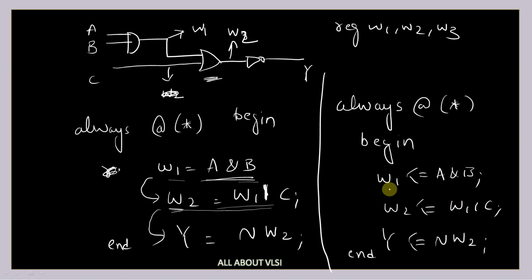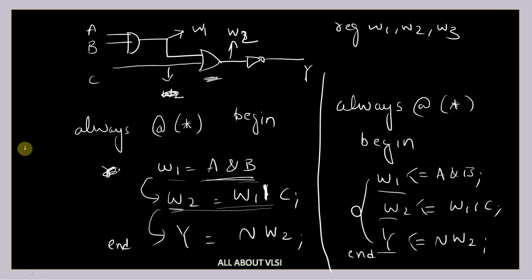But on the right-hand side, all three assignments W1, W2, and Y are going to execute in parallel. W1 will be assigned the value of A and B, W2 will be assigned W1 or with C, and Y will be assigned not of W2. On the left-hand side, the assignments happen one by one, sequentially. In a combinational circuit, this is the type of assignment we need, so that's why we use blocking assignments. But if we use non-blocking assignments, everything is going to happen in parallel.